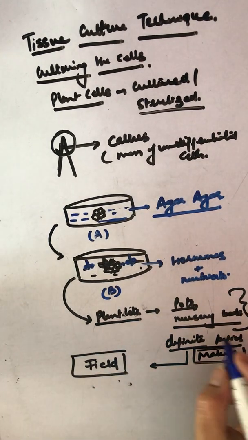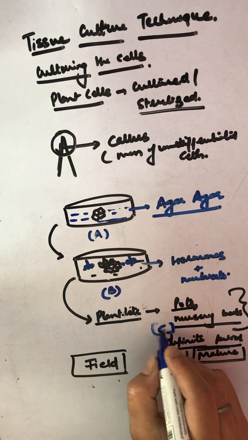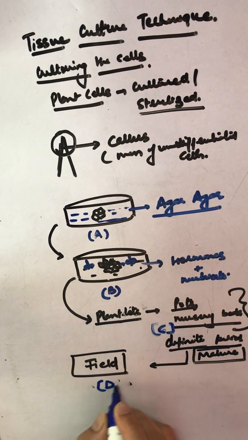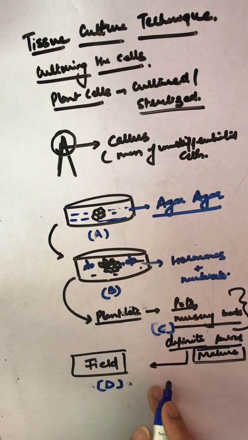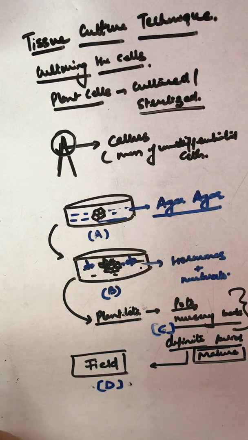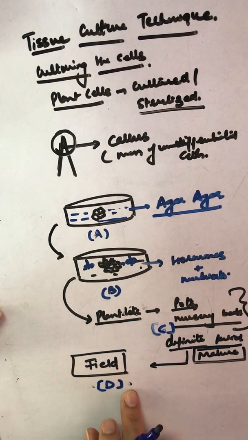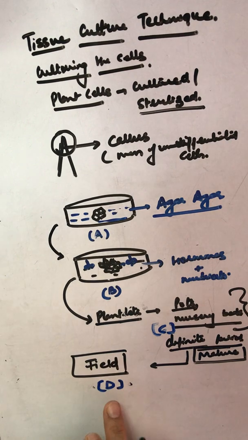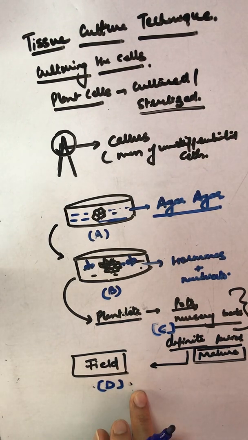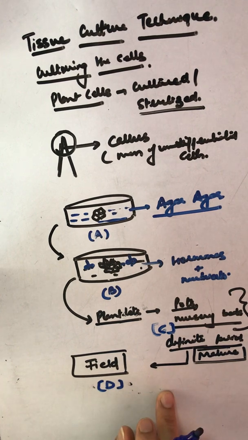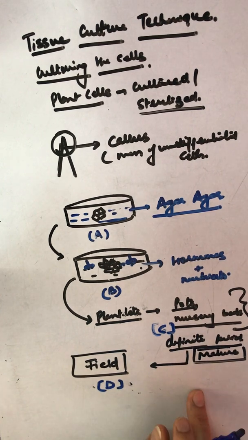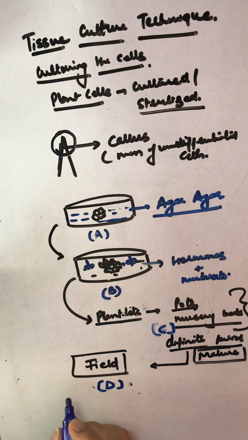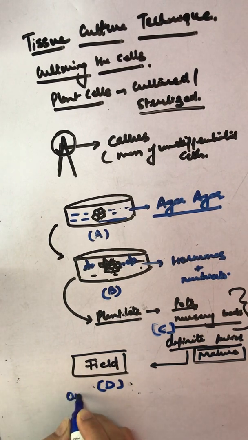Clear? So this will be the C and this will be D. This is how the process goes for micropropagation. When transplanted into the field, they employ the technique for quick multiplication. This is a commercial propagation, and orchids, dahlia, chrysanthemum, carnations, these are propagated in this manner.